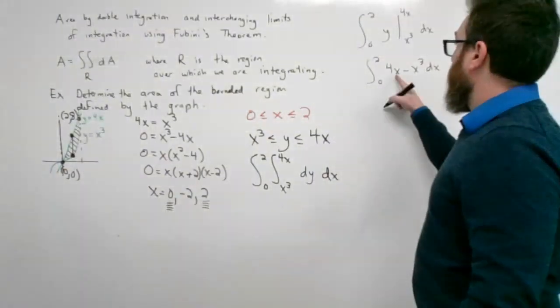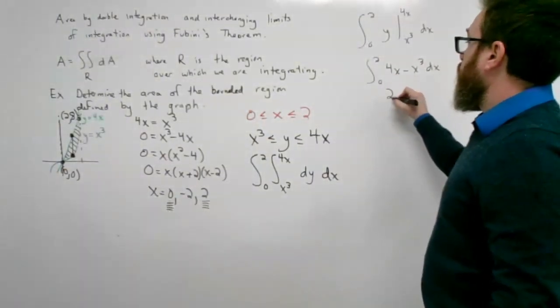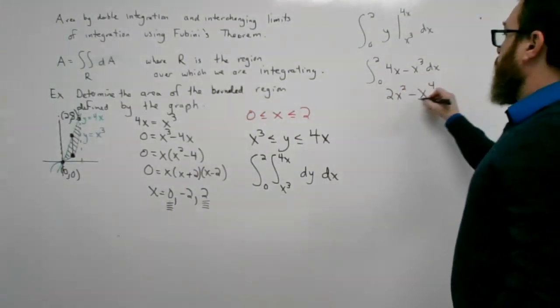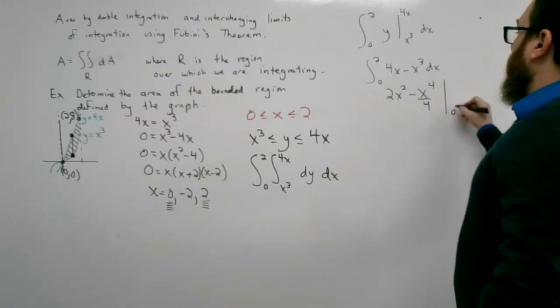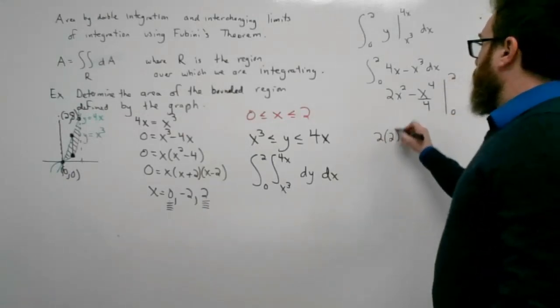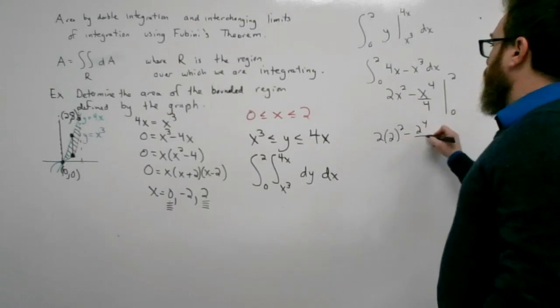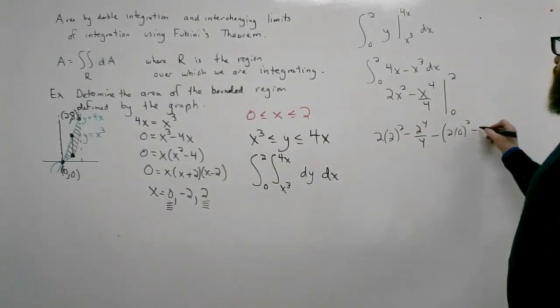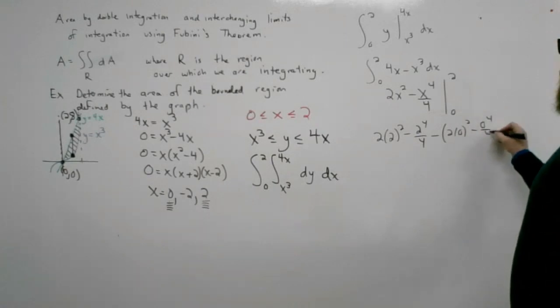So the integral of this is going to be 4x squared over 2, so 2x squared, minus the antiderivative of this, which is going to be x to the 4th over 4. Evaluated from 0 to 2, so plug it in: 2 times 2 squared minus 2 to the 4th over 4, minus 2 times 0 squared minus 0 to the 4th over 4.